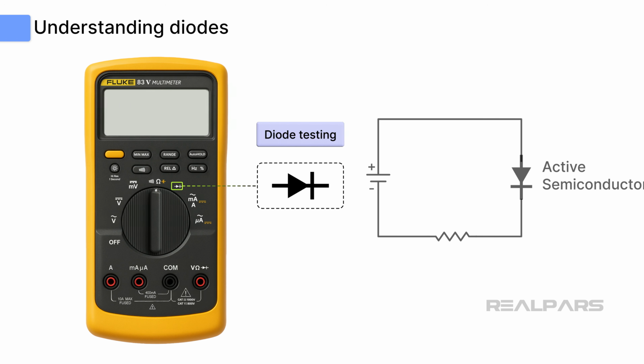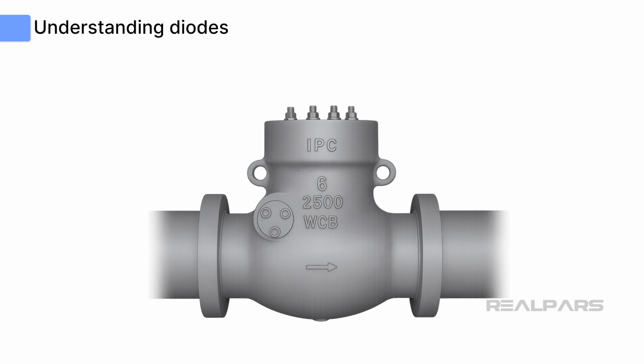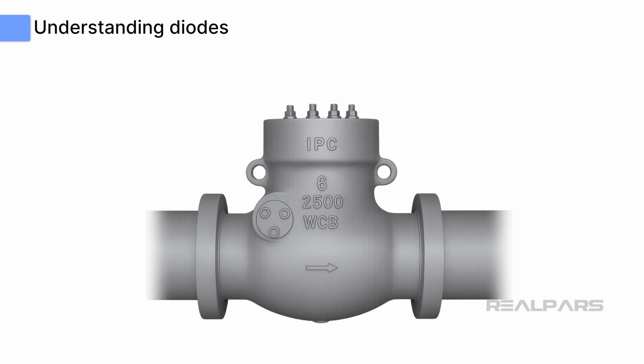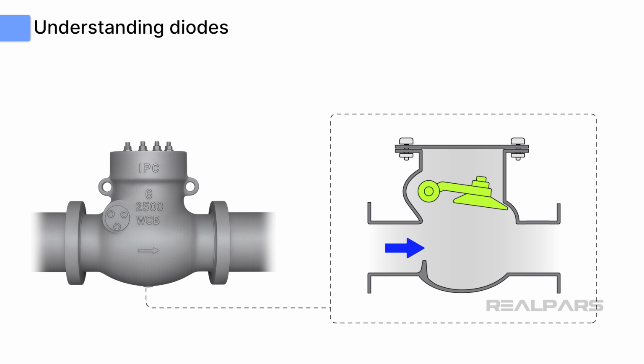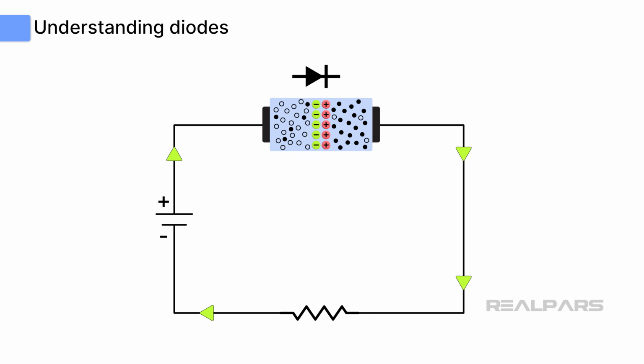A diode is an active semiconductor device that, when properly biased, only allows current to flow in one direction. Okay, that's a mouthful. Let's break that down. Imagine a plumbing system with a one-way check valve that only allows water to flow in one direction. In most applications, it serves as a safety device to prevent water from flowing backward by slamming shut. A diode works in a similar way, but instead of water, it involves the flow of electrons, or current.